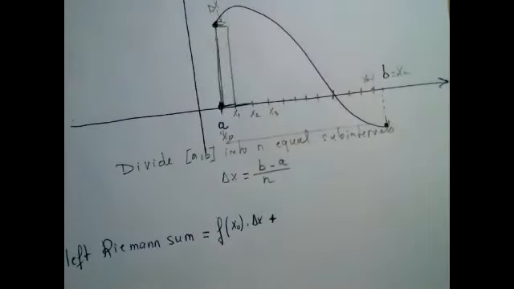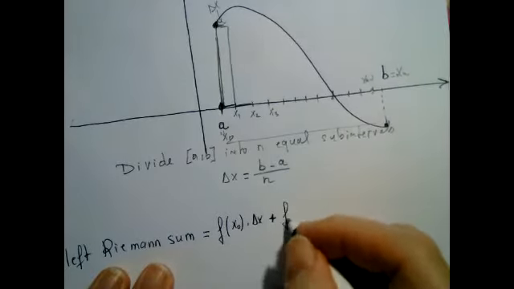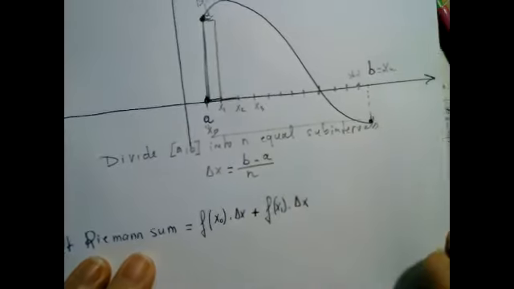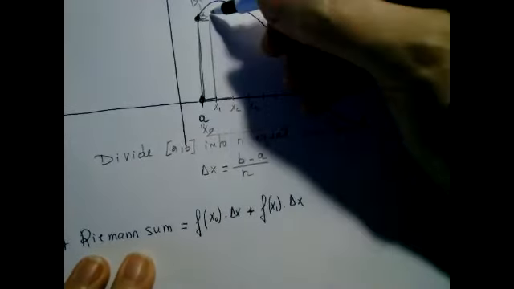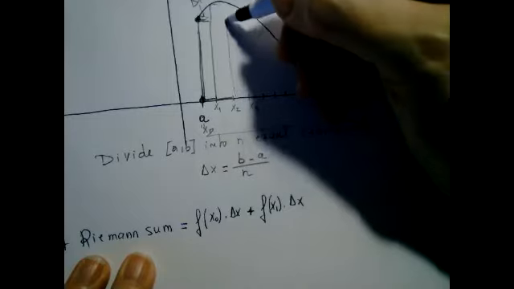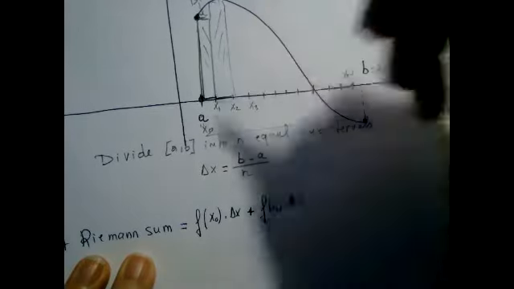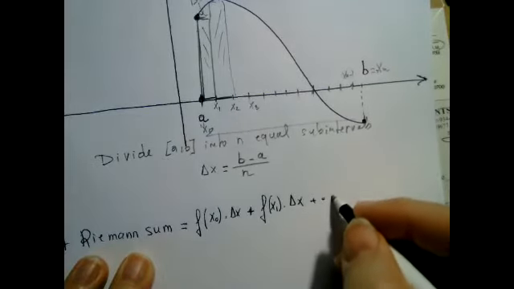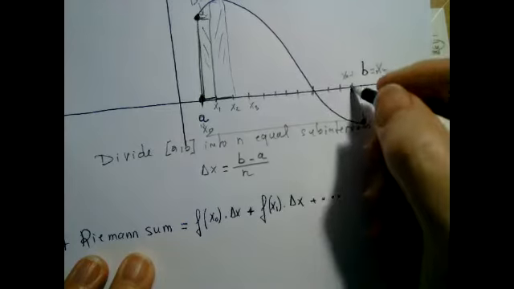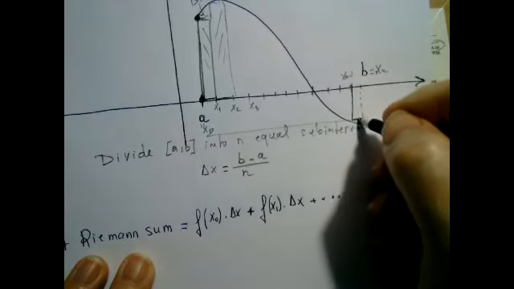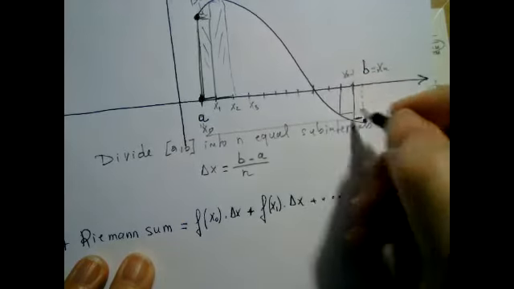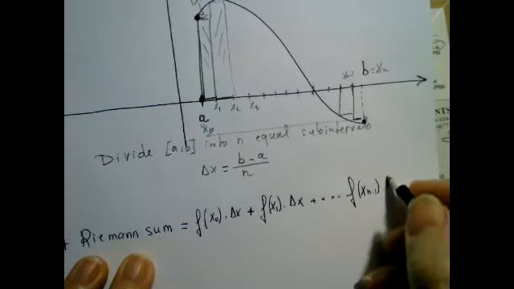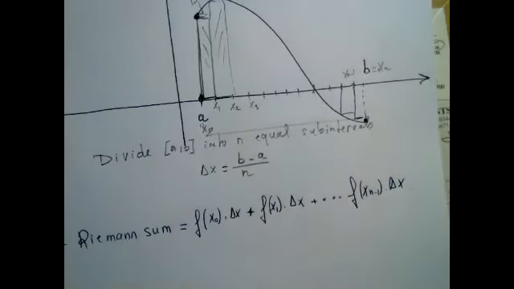I add to it the value of the function at x1 times the delta x. So I evaluate the function at x1 multiplied by delta x. And I keep going. f of x2 times delta x. And I keep going, and I do that for every piece. The last one would be f of x n minus 1 times delta x. So this is the left Riemann sum.